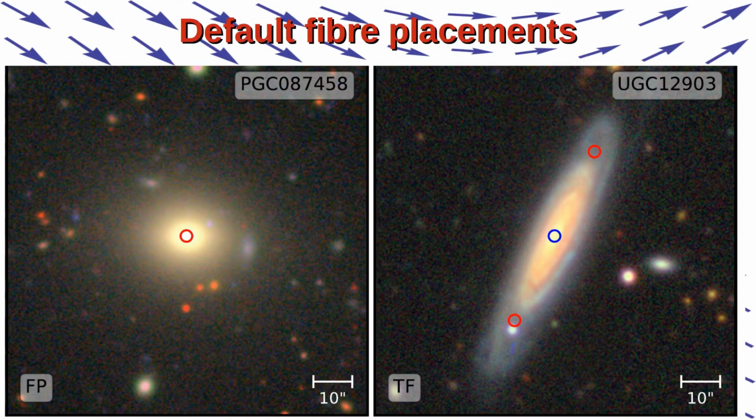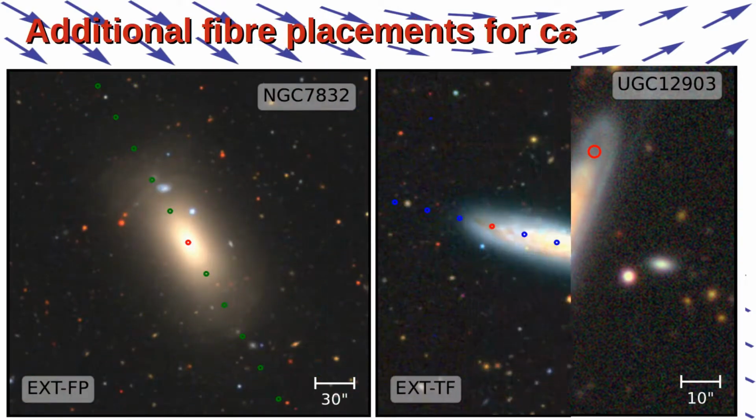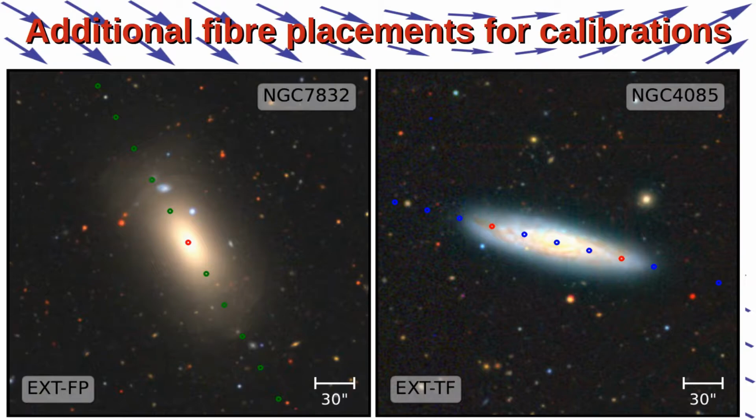In the case of our fundamental plane targets, we place a fiber on the center and ensure that additional observations take place during dark time in order to collect spectra with enough signal to noise to reliably derive their velocity dispersions. For our Tully-Fisher relation targets, we place fibers at a distance of 0.8 times the radius corresponding to D26 along the semi-major axis of our targets. For very large galaxies, we place additional fibers all along the semi-major axis for both the fundamental plane and Tully-Fisher relation targets for calibration purposes.